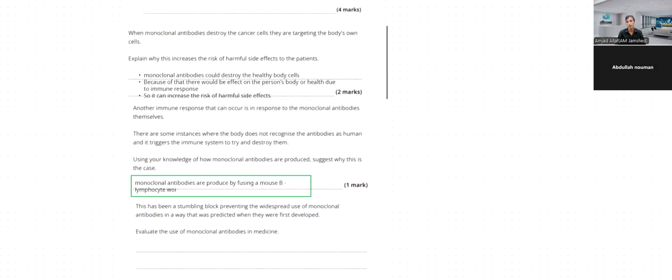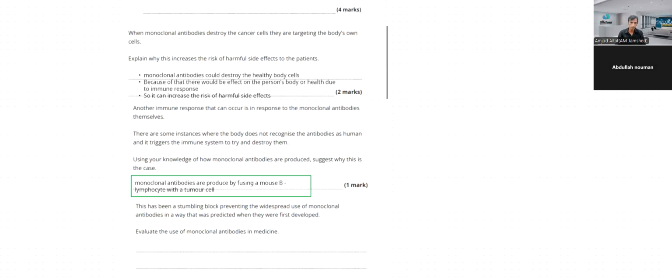So I have written the answer. Monoclonal antibodies are produced by fusing mouse B lymphocytes with tumor cells to make a hybridoma, which is cloned to make identical antibodies.